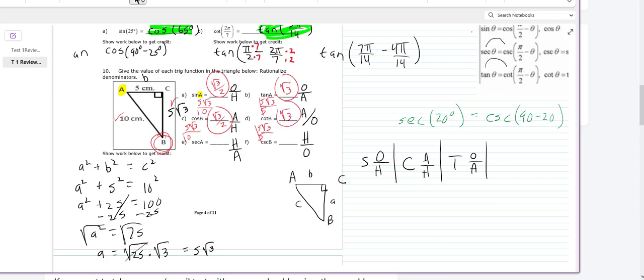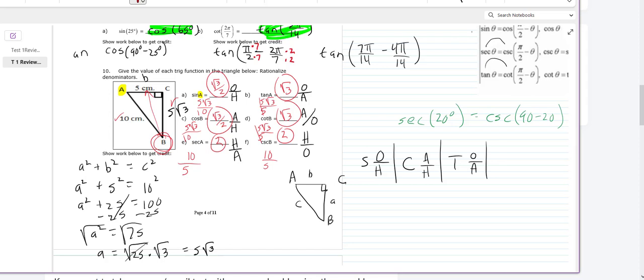And then you go to the secant. The secant of A, you're looking at angle A, so the secant would be the hypotenuse, which is 10, over the side adjacent. Adjacent to A is 5, so your secant is going to be 10 over 5, which reduces to 2. Okay, cosecant, you do the hypotenuse, which is 10. We're looking at angle B, so opposite angle B is 5, so 10 over 5 is 2.